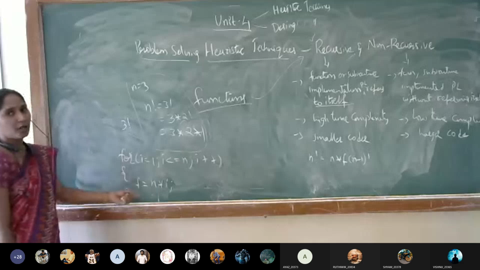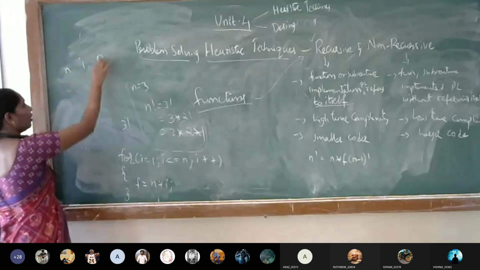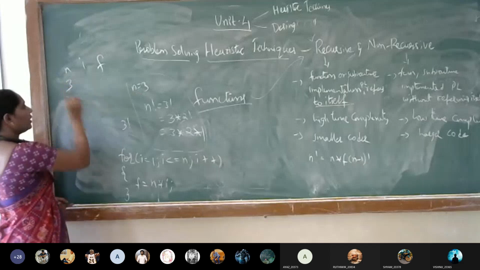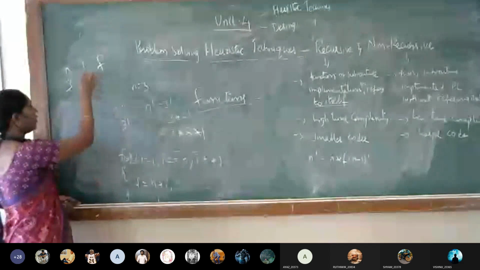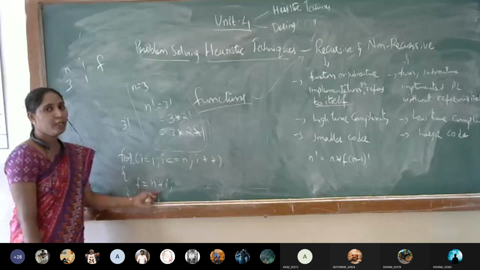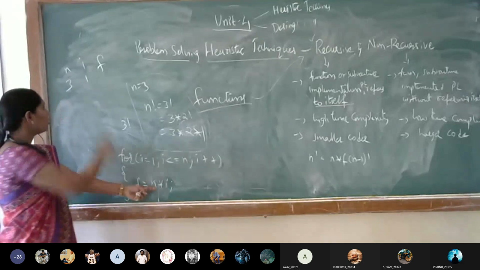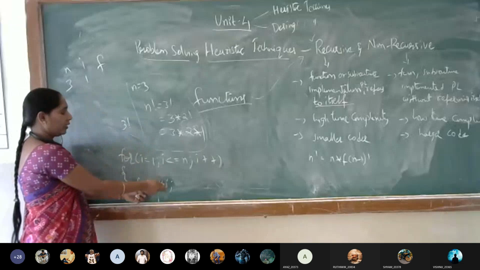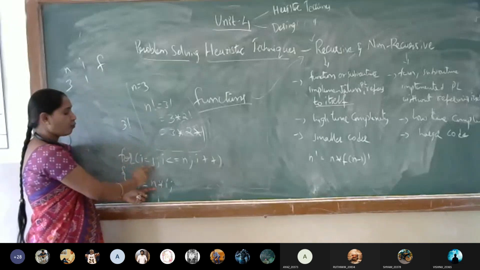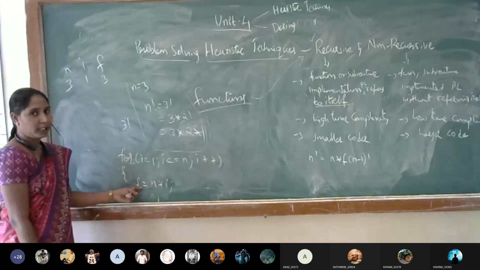This is the basic concept that we will be using. n I have given as 3, and initially I have assigned i to 1. To find the factorial, f is equal to n into i. n is 3, so 3 into 1, since i is initialized to 1. So 3 into 1 gives 3. Now 3 will be stored here in f.